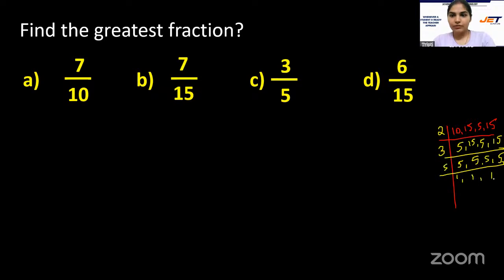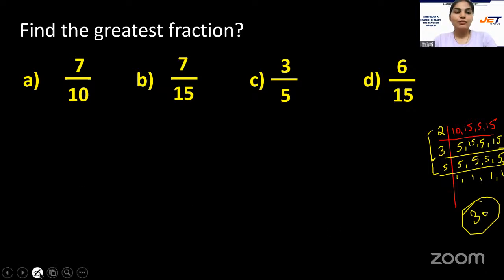5, 1, 1, 1. Okay. So here again, 2 times 3 is 6, 6 5s are 30. LCM is 30. LCM of 10, 15, 5 and 15 because 2 5s are 10, 15 as it is, 5 as it is, 15 as it is. 3 5s are 15, 5 1s are 5. So I need to make the LCM as 30.